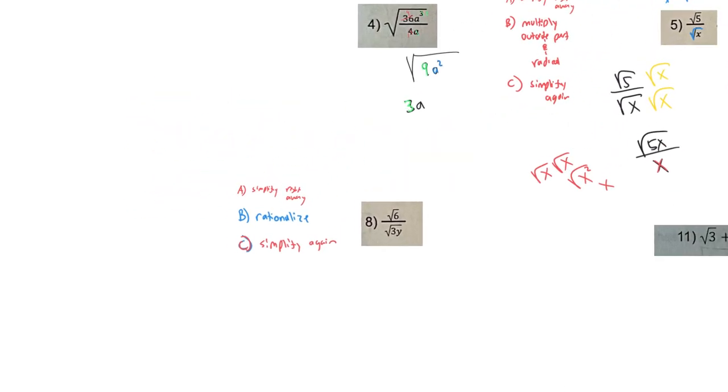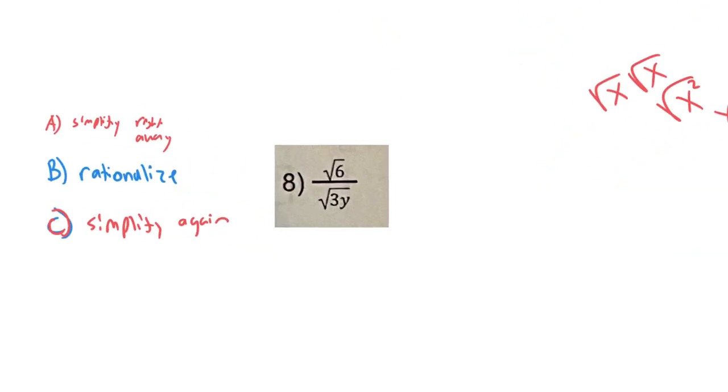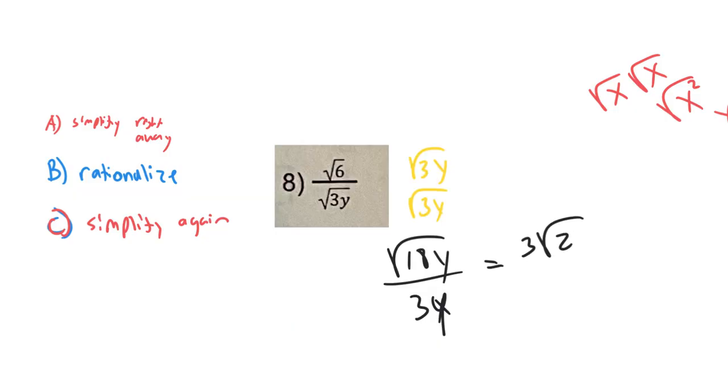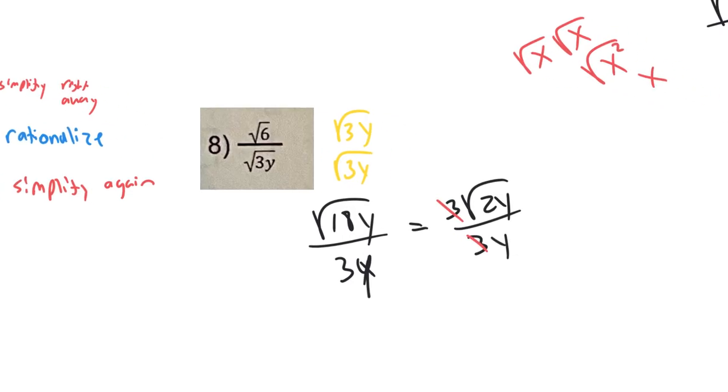Okay. So simplify right away. Can you do that? No. Step letter B, rationalize. Can we do that? Yes. So that's radical 3y, radical 3y. Next thing you know, you have 18y all over 3y. And then that is going to become 3 radical 2y over 3y. And then these will cancel. And the next thing you know, you have radical 2y over y.